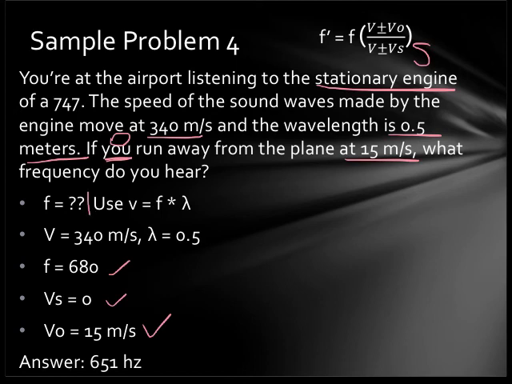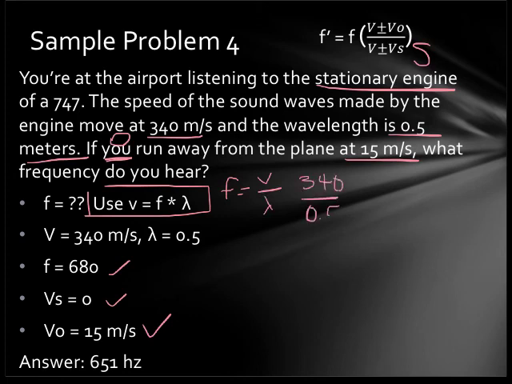However, we know this handy-dandy equation. So if we rearrange that to solve for frequency equals velocity over wavelength, so we can use 340 over 0.5, and that gives you 680 hertz. Okay, so that's how we get the frequency. And then, of course, you want to acknowledge the fact that you are running away from the plane. So you're going away, which means f prime has to be less than f.